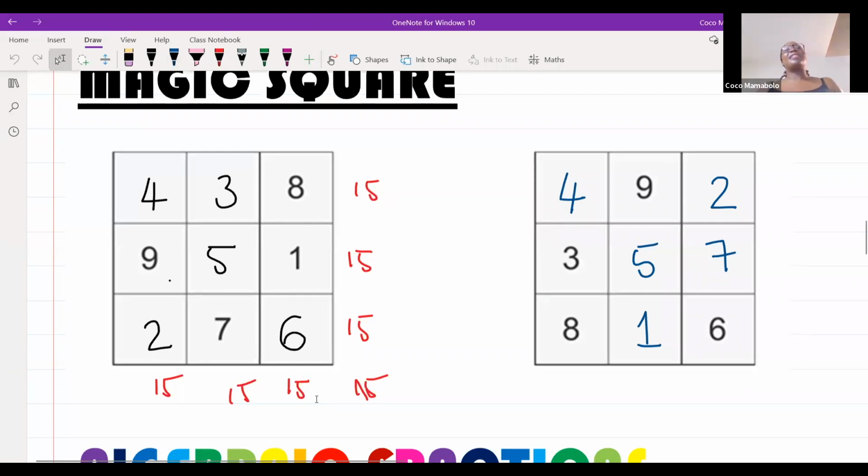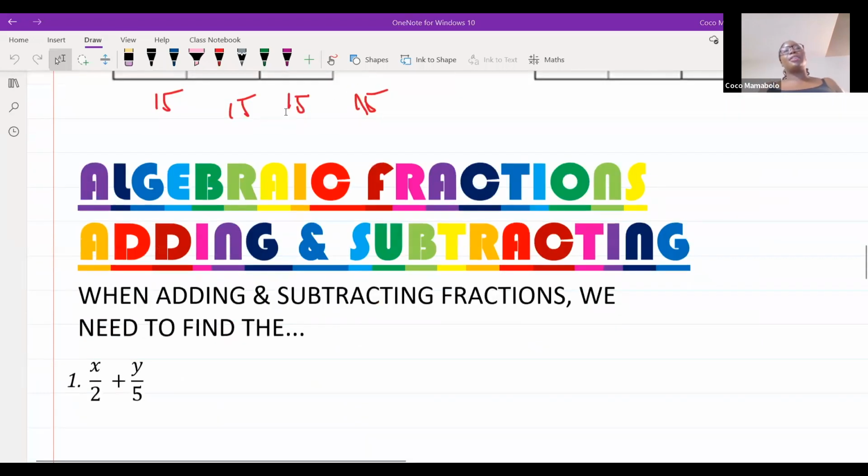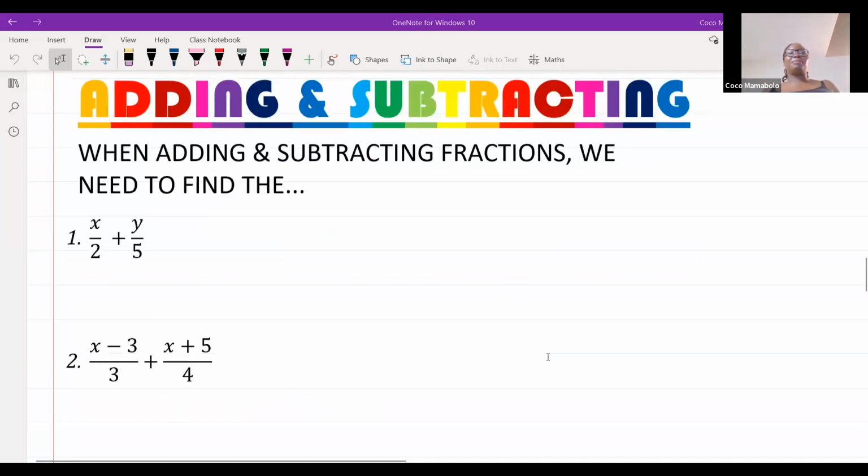Awesome. All right, guys. We're going to be talking about algebraic fractions still, but we're going to be talking about adding and subtracting them. So now we're getting into dangerous territory. We need to start thinking about adding and subtracting fractions. Let's do simple maths that we did back in grade 6, grade 7 and grade 8.